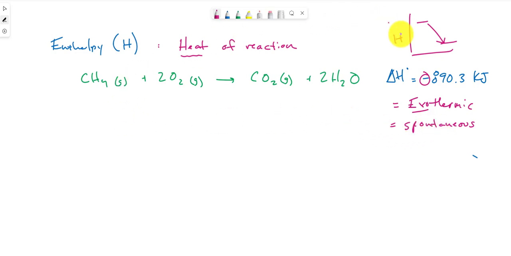But it's important to know, and I'm saying this is spontaneous purely from observation. I'm not saying that because of delta H. I'm saying this is the combustion of methane. This is natural gas and oxygen to make CO2 and water. This is a spontaneous reaction, I'm telling you that.